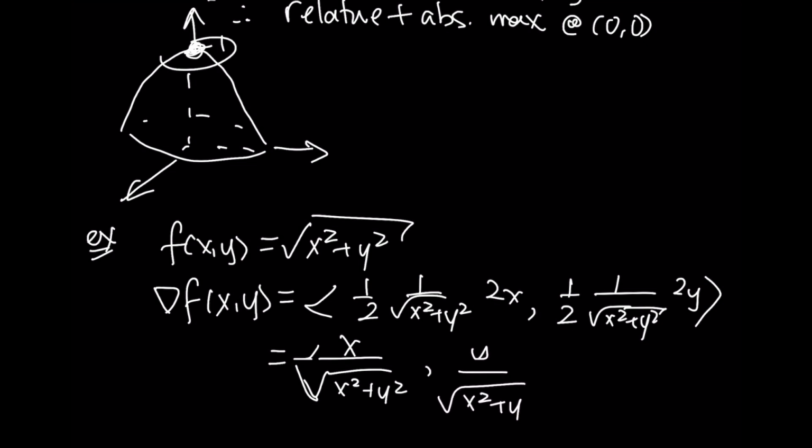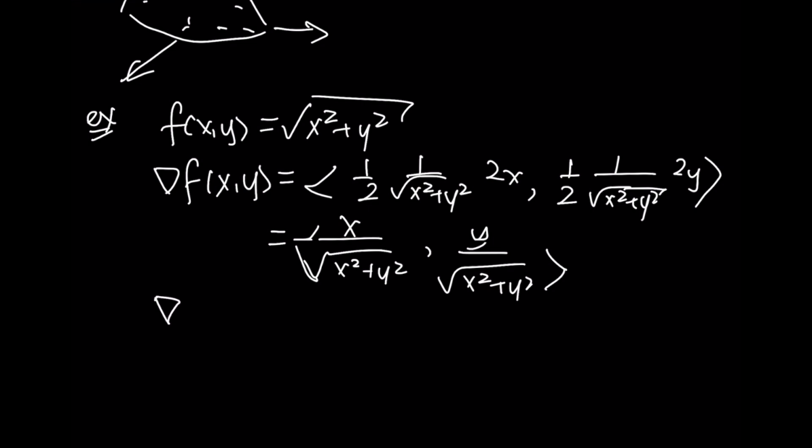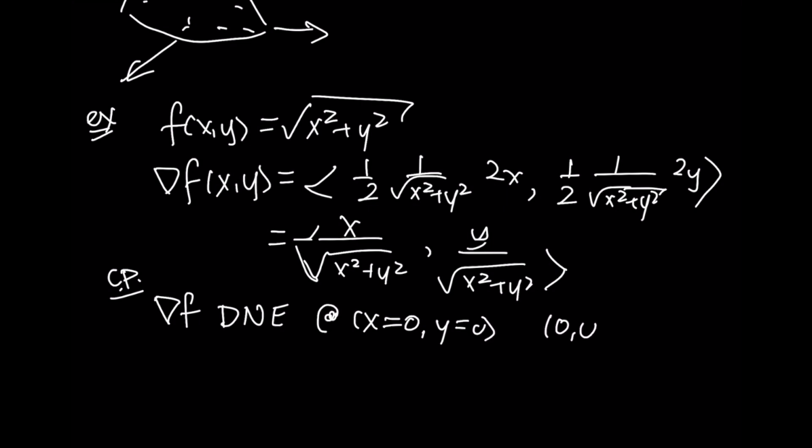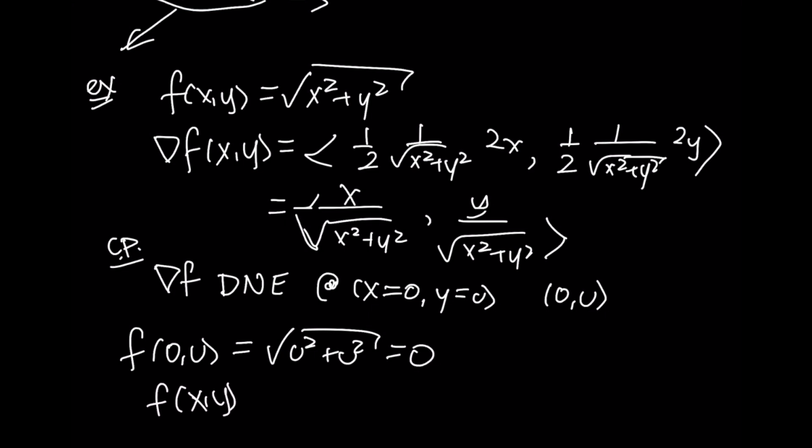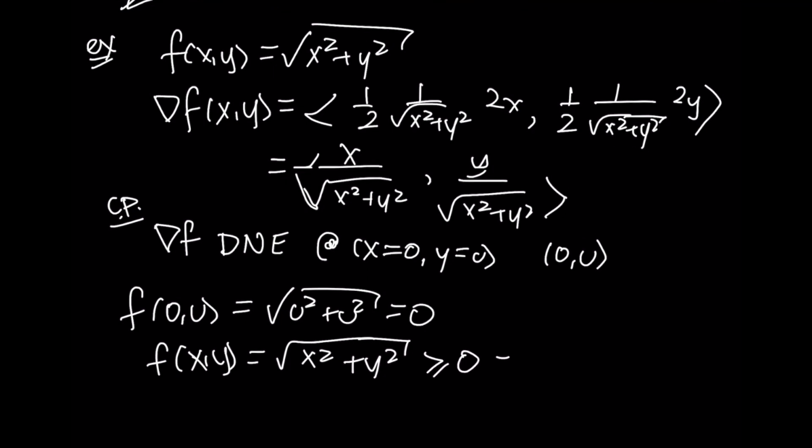This gradient can't be 0 because the values that make it equal to the 0 vector also cause the denominator to be 0. There is only one critical point at x equals 0 and y equals 0. So 0, 0 is the critical point. Now this function has a value of 0 at its critical point. If you were to take any other value, the square root of x squared plus y squared, by definition of that square root, is going to be greater than or equal to 0.